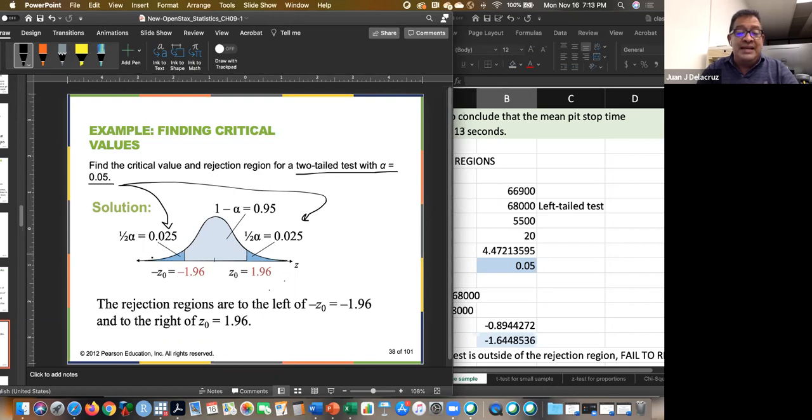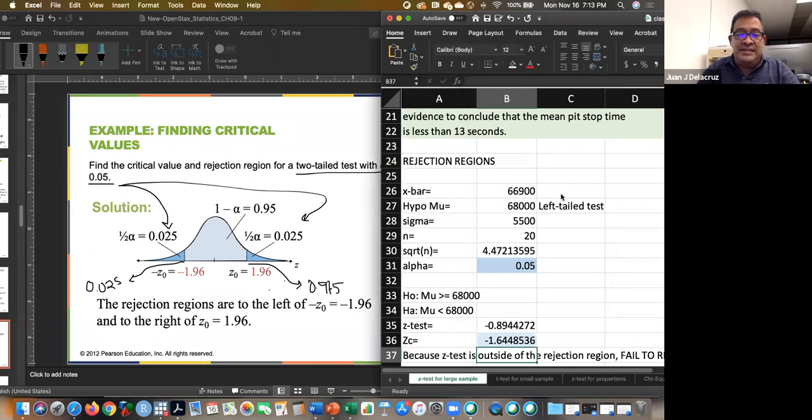So remember, the cumulative area in this, let me put a little arrow here, is going to be, so what you are looking for in your table is the 0.025, and this critical value is going to be the 0.975, right? So you find these values in your table, and you are going to find these C-scores.